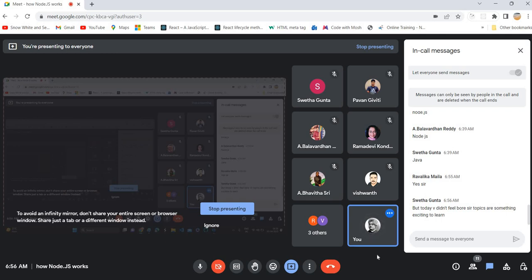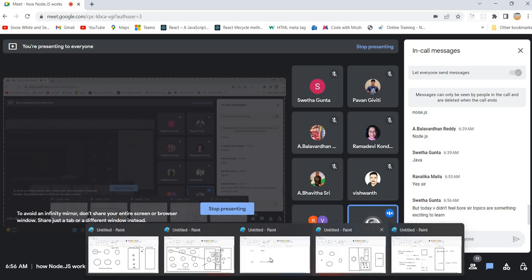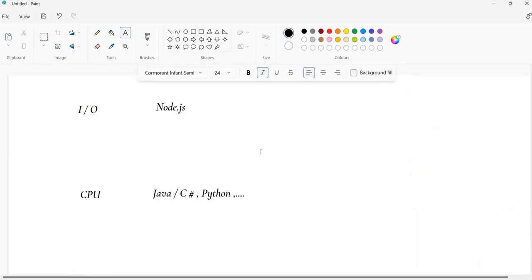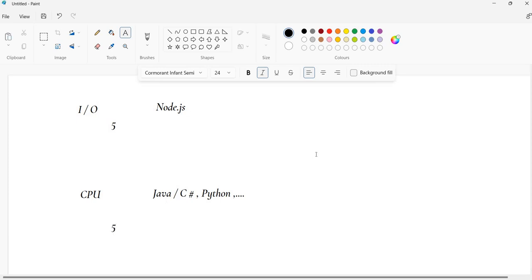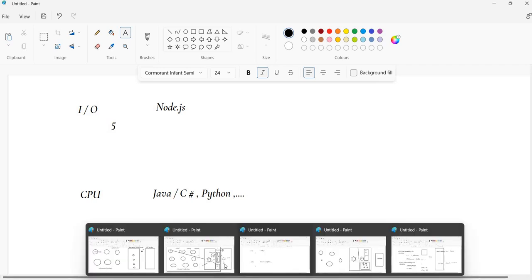Okay, the assignment for you is not a big assignment, a simple one. Search in Google what are IO intensive applications and what are CPU intensive tasks. Just list 5 points, whatever you understand, whether right or wrong, no problem. Bring 5 points about input output intensive tasks or CPU intensive tasks. Also search in which situation we should go with Node.js and in which situation we should go with Java.